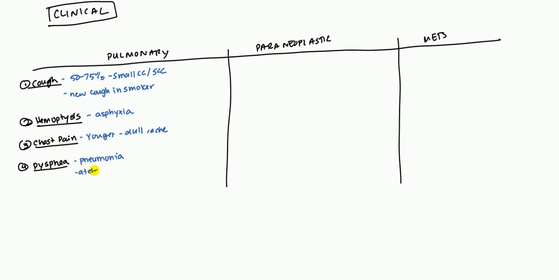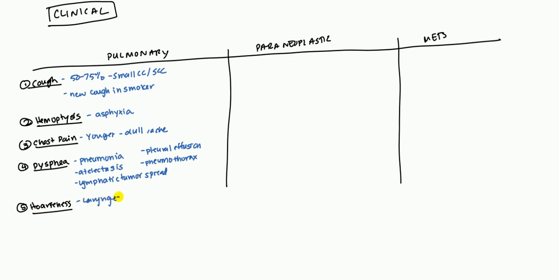Also, atelectasis can lead to the dyspnea, and perhaps they just have some type of lymphatic tumor spread. So the tumor spreads into the lymphatic system, and that can cause this dyspnea. Pleural effusions is another one, and finally, it can even lead to pneumothorax. So these will all be different causes of dyspnea in these patients. Hoarseness is another common condition, and this just means the laryngeal nerve is involved, and most commonly it's a recurrent laryngeal nerve. So if a patient has hoarseness, it probably means that it's invading into these nerves.